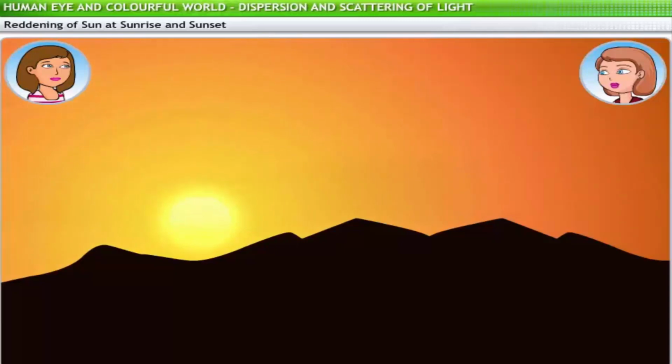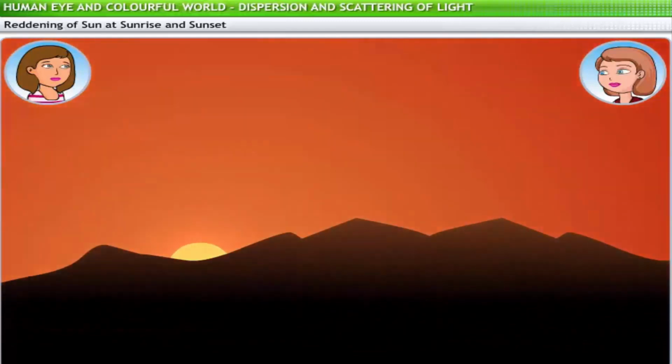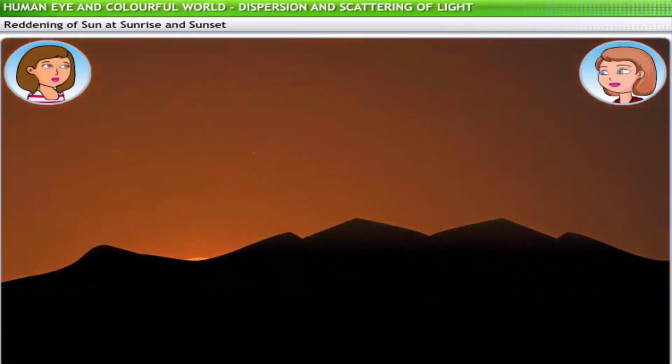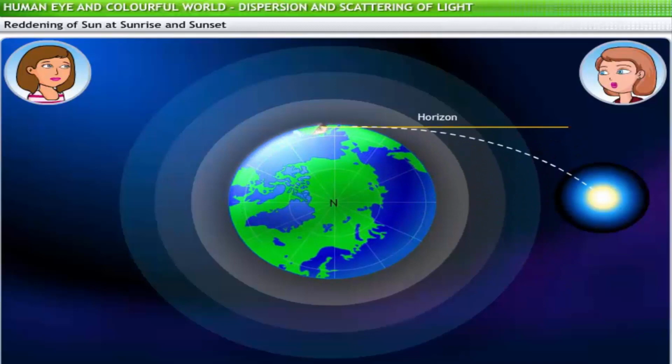Now, look at this sunset. The sky has turned red. Wow! What a lovely sight! You said that the red color of the sun at sunrise and sunset can also be explained through the scattering of light. Yes, let me explain. As the sun begins to set, light must travel farther through the atmosphere before it gets to you. Therefore, more of the light is scattered.